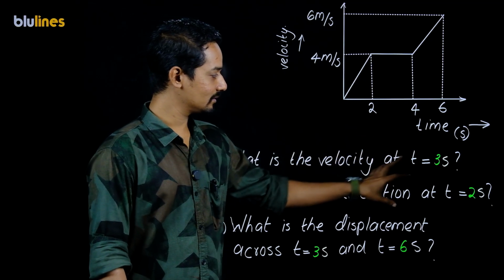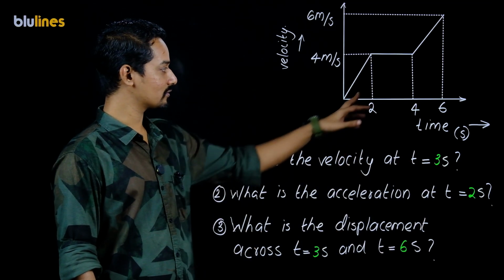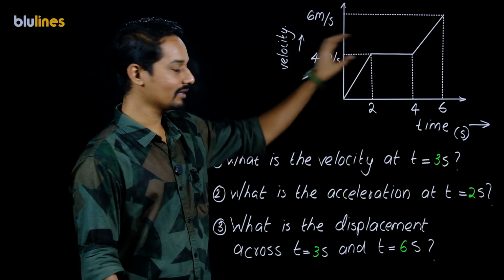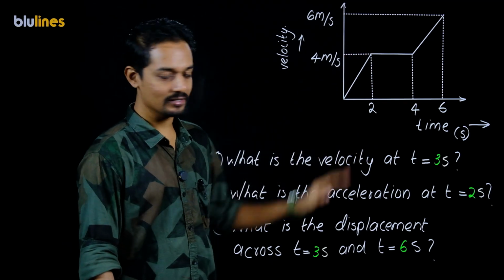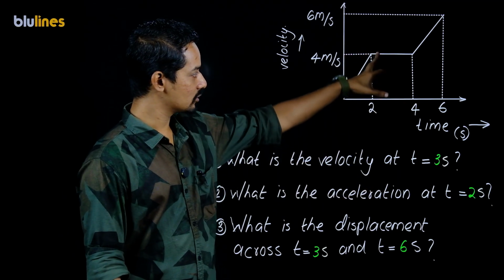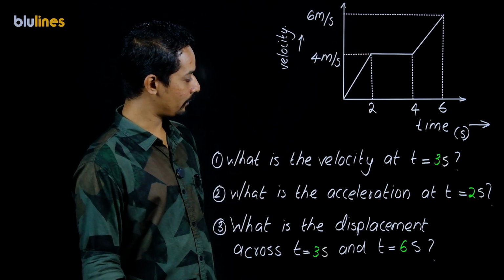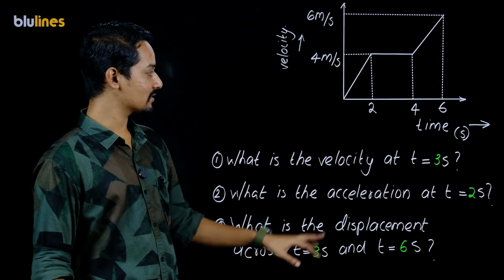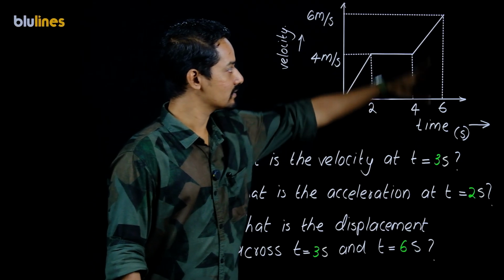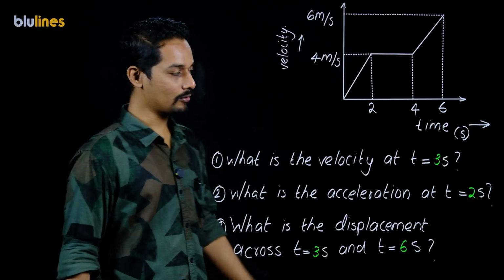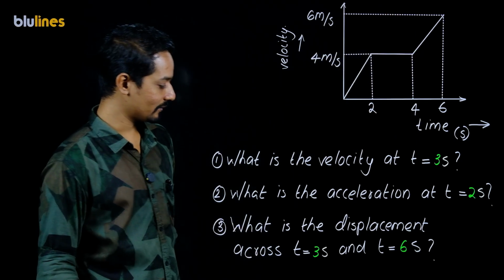So always, with the data that is given to you, try to see where the graph is for this data. T equal to 3 seconds, so we have got this straight line. T equal to 2 seconds, we have got this tip. T is 3 seconds and 6 seconds. So always try to drop the perpendiculars to the graph. So let's address the first question.